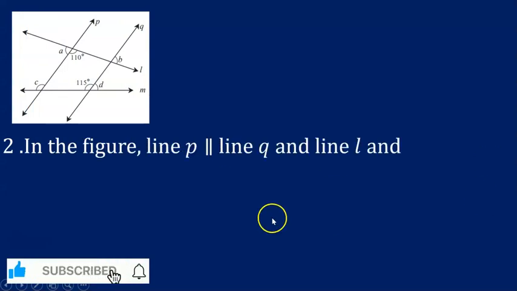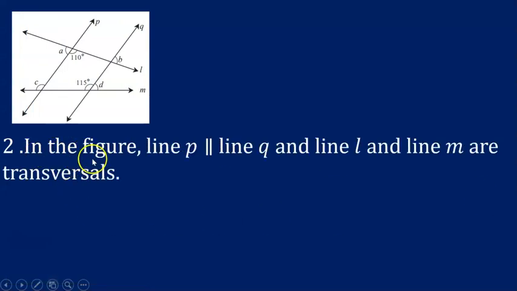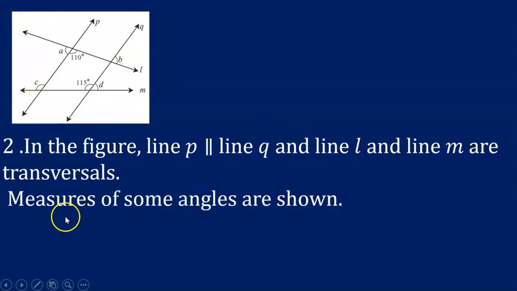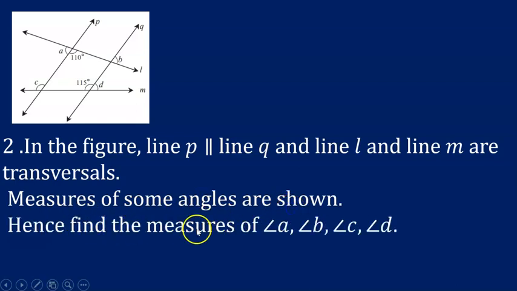Now next question. In the figure, line P is parallel to line Q. Line L is the transversal, and line M is also a transversal. Measures of some angles are shown. Hence find the measures of angles A, B, C, D. Now see this here. Lines P and Q are parallel.